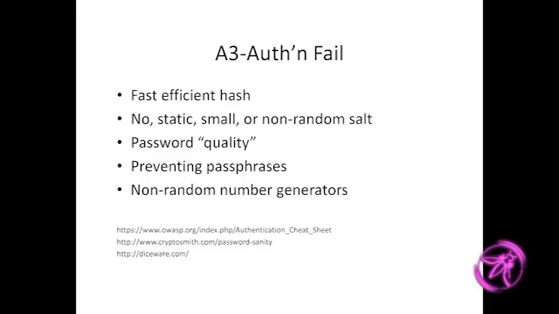And this is well explained in the cheat sheet. I think it's actually under A7, not under A3, but I'm not sure, but it gets into more detail. I'm just repeating what's in the cheat sheet, because it's so important. I've seen this fail so many times. Use a slow hash. Use a hash that's specifically designed for password hashing. Technically, it's a hash in a construct that adds additional things.